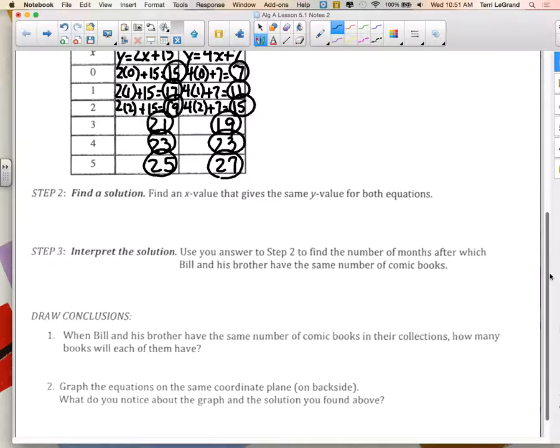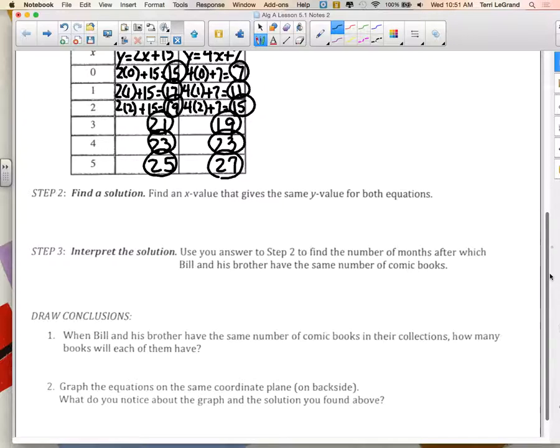3, 21. Give me another one. 2, 19. Give me another one. 0, 15. Noah, give me another one. 5, 25. Devontae, give me another one. 4, 23. There's one left that hasn't been used. Anybody know what it is? 1, 17. Yeah, so we have 6 points right there.